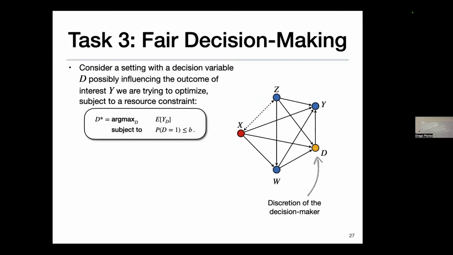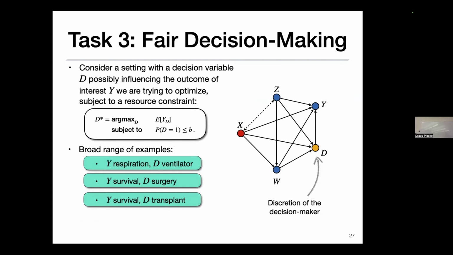What we're trying to do is optimize the outcome, so the expected value of Y sub D. What that means is we're trying to optimize the health of the population or something like that. And we may be subject to some kind of budget constraint, right? So for example, we may not be able to treat everyone, to give everyone a transplant or something. We mentioned examples already: improving respiration by giving ventilators, improving survival by giving surgery and transplant. These are the types of questions that we have in mind.